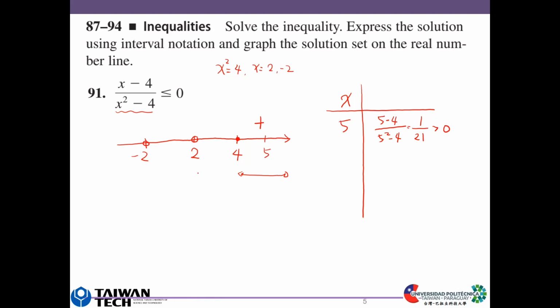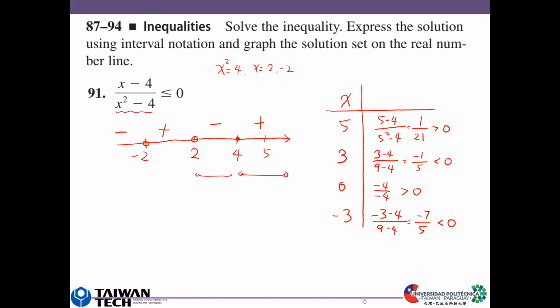And then we pick anything between 2 and 4. Suppose we pick x equals 3. When x equals 3, we plug into the expression. This is 9 minus 4, which is 5, and the numerator is minus 1. This is negative. And then we pick any number from minus 2 to 2. We pick 0. It becomes minus 4 over minus 4, and it's larger than 0. This is positive. And then we could plug in minus 3, and 9 minus 4 is 5, with the numerator minus 7, divided by 5 is smaller than 0. So this is negative.